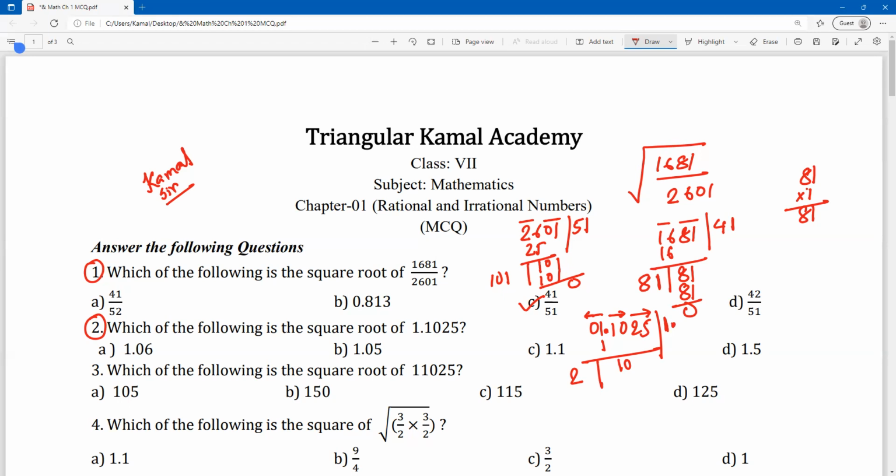Now if we use 0 here, 0 times is 0, giving 10. Because if we use 1 here, there will be 21, which is greater than 10. So use 0 here. That is now 10, and carry down 25. Now 10 at 2 times is 20. We can write 6 times or 5 times. The last number is 25, so we can take 5 times, that means 1025. And the answer is 1.05, so B is the correct answer.